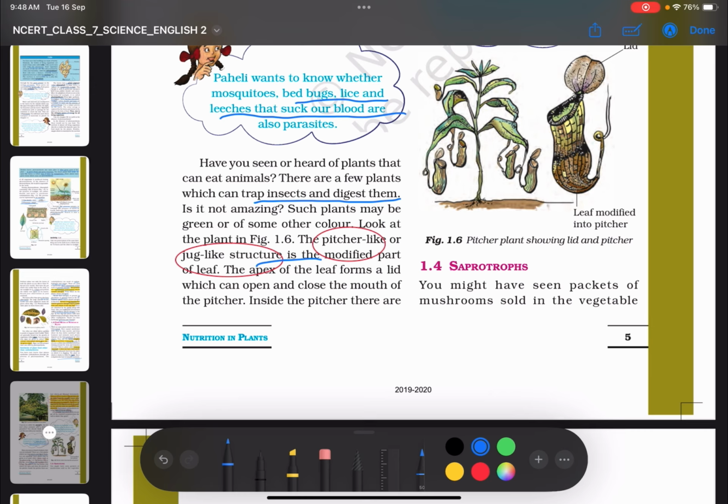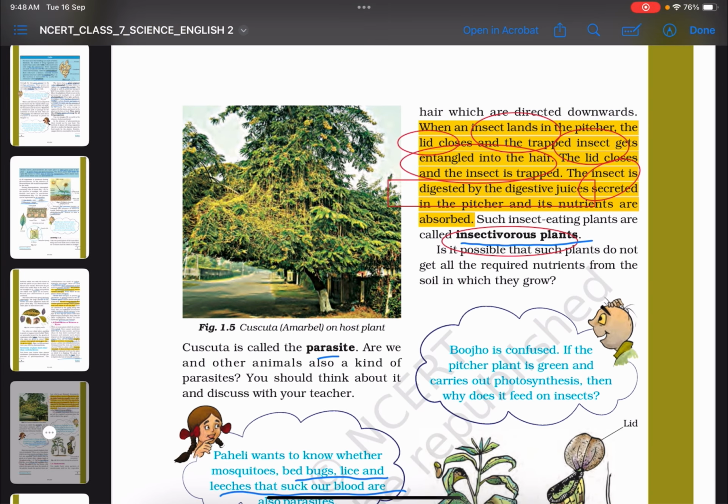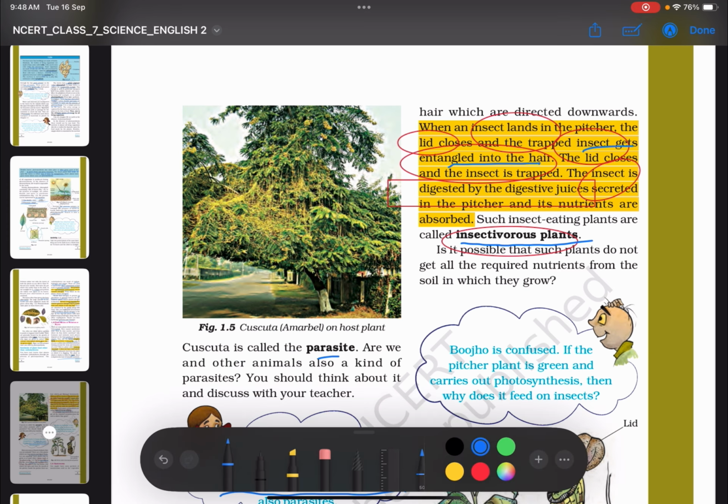In figure 1.6, the pitcher-like or jug-like structure is the modified part of the leaf. The apex of the leaf forms a lid which can open and close the mouth of the pitcher. Inside the pitcher there are hairs which are directed downwards. When an insect lands on the pitcher, the lid closes and the trapped insect gets entangled in the hair. The insect is digested by the digestive juices secreted in the pitcher and its nutrients are absorbed.